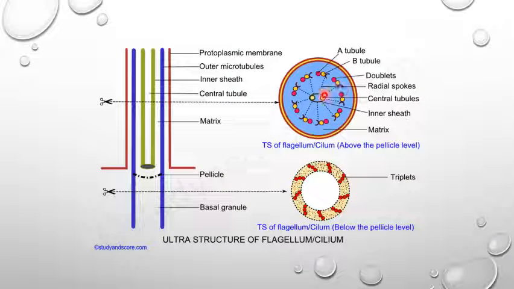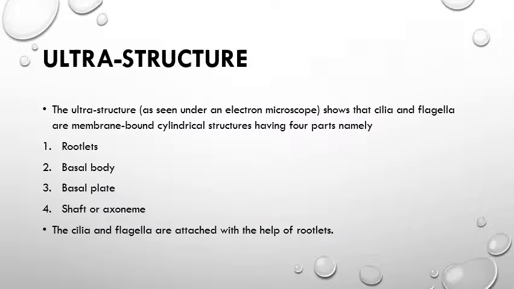So in this way you can say that the flagella or cilia are divided into four parts: the basal granule, then the basal body, then the shaft or axoneme. When we cut the cross section of these, you will get the TS of the flagella and cilium, which will be explained in our further slides.